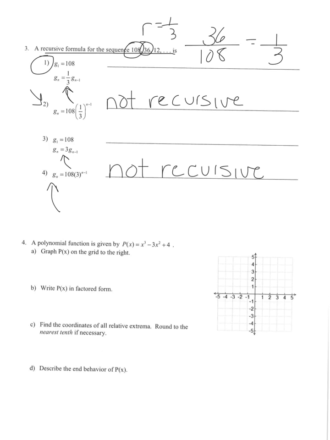So this one, we could write "multiplying by 1/3, not 3" would be an explanation.